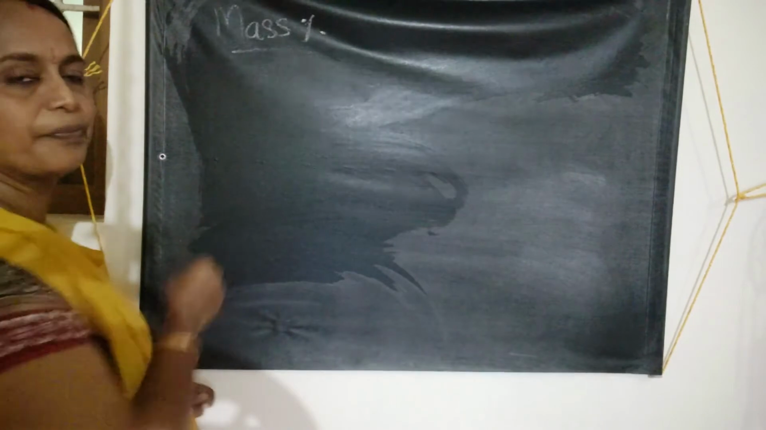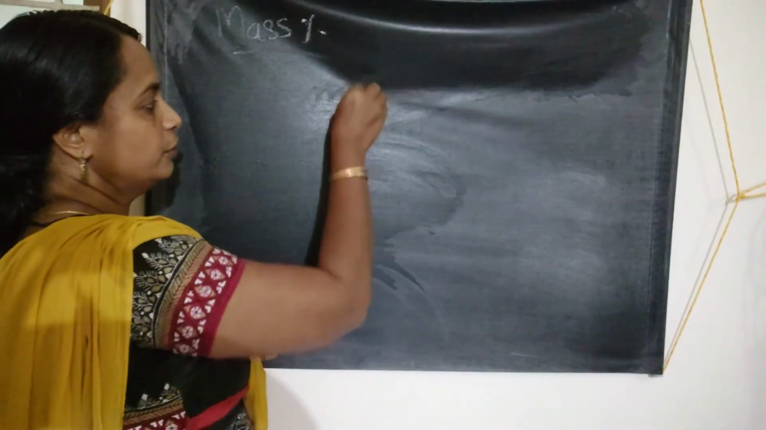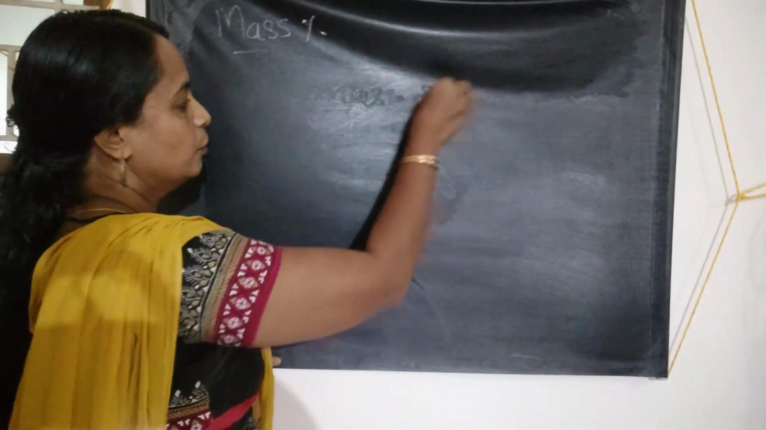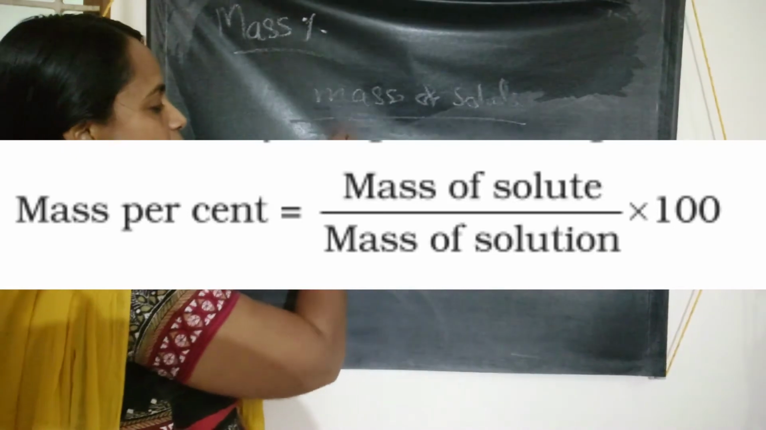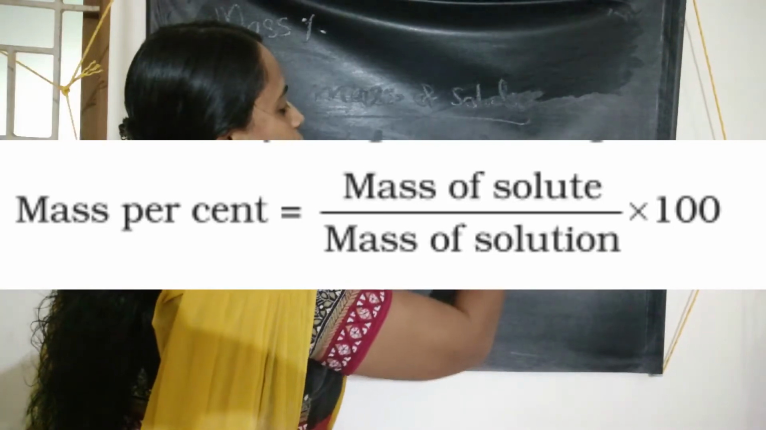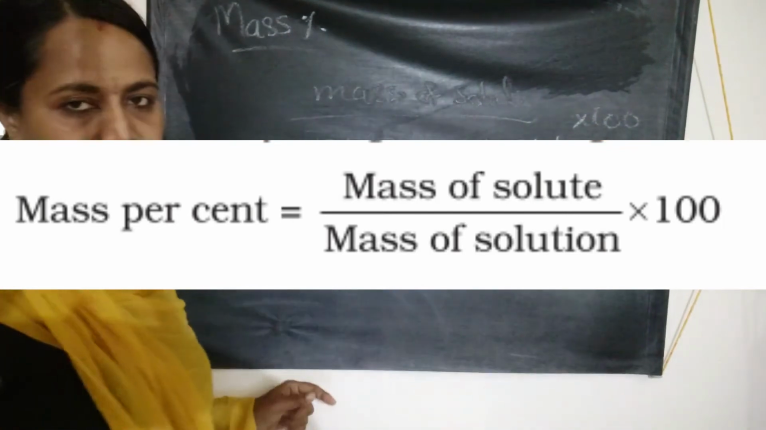The first one is the mass percent. Mass percent. It is nothing but the mass of solute divided by the total mass of solution, into 100. That is the mass percent.